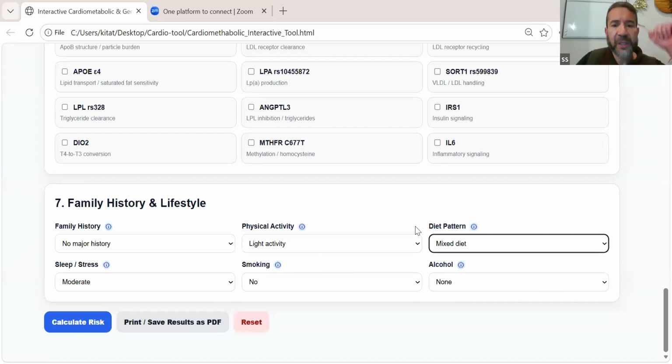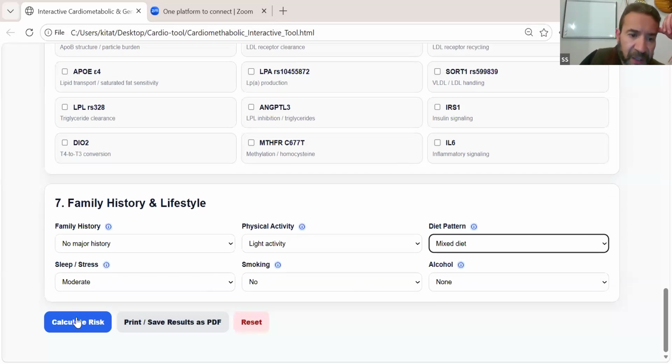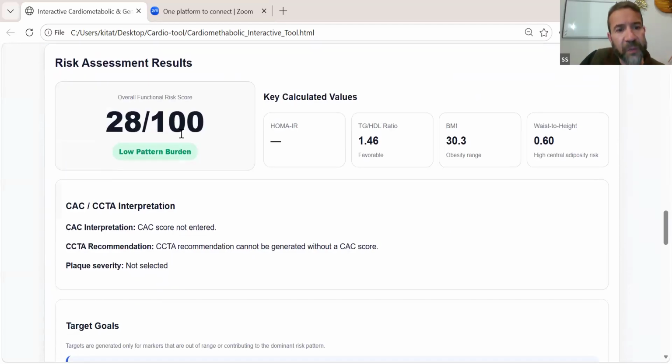And let's calculate the risk. So we are doing just the standard screening as it stands today. Now calculate the risk. Okay, so the risk will come out to be low pattern burden, green. It will send you home. Nothing is wrong with you. Keep doing what you're doing.